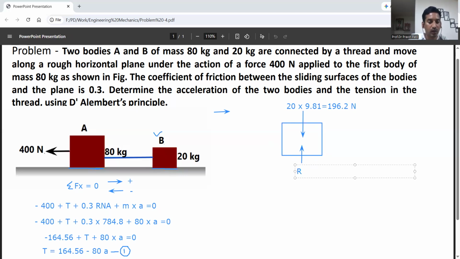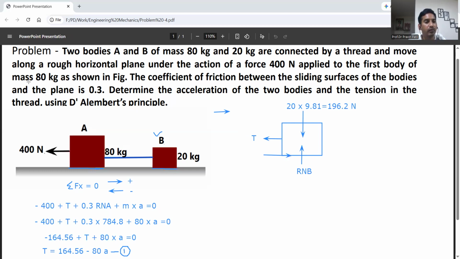So that is RMB. Then this block, this thread, is connected to block B and A. So just remove this and draw the tension created in the thread, that is T. Then next, this body is moving towards the left side, which means the friction force is towards the right side.